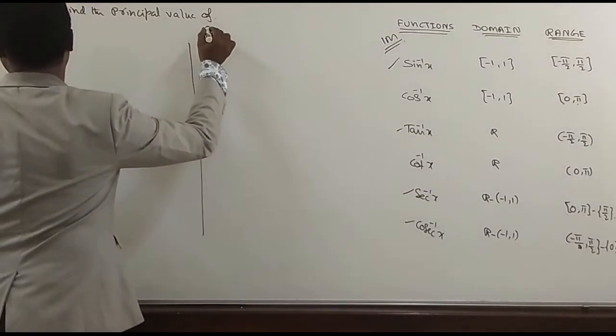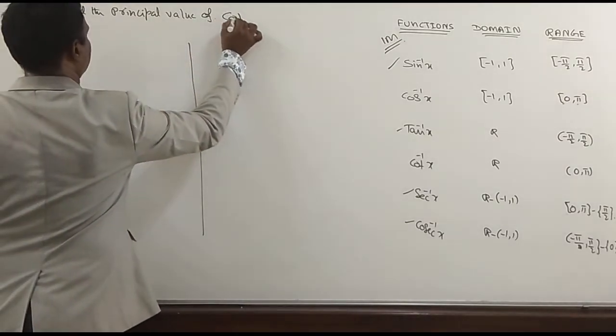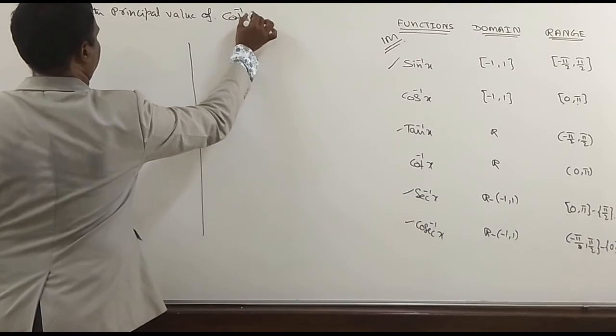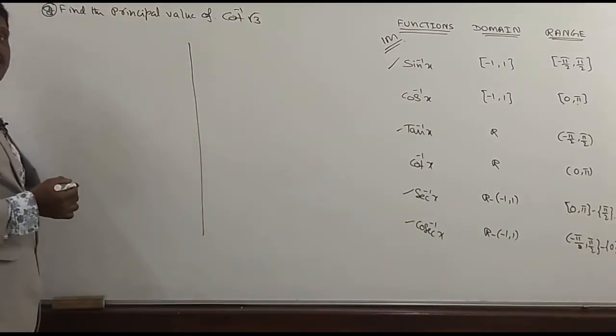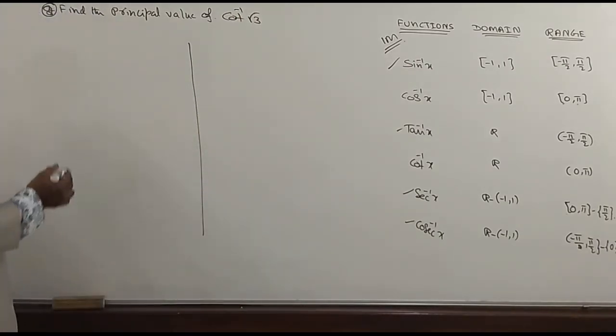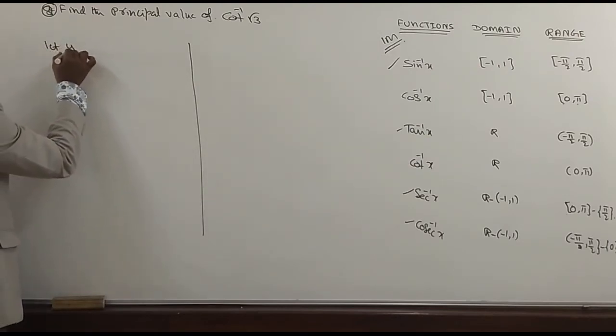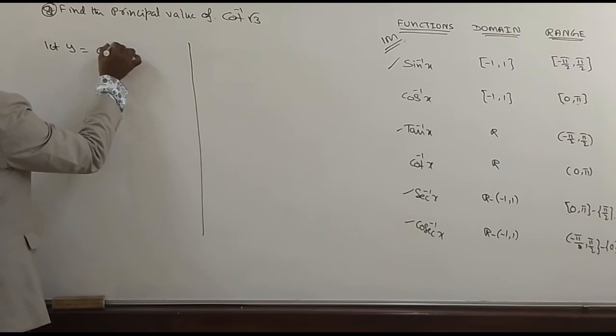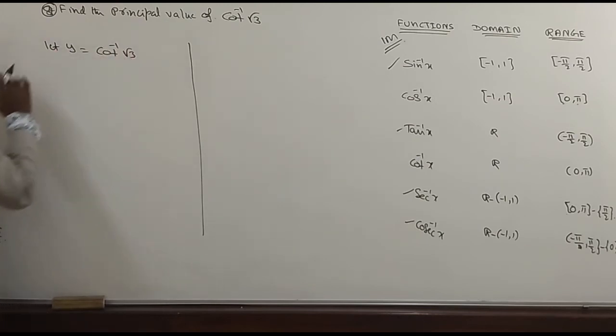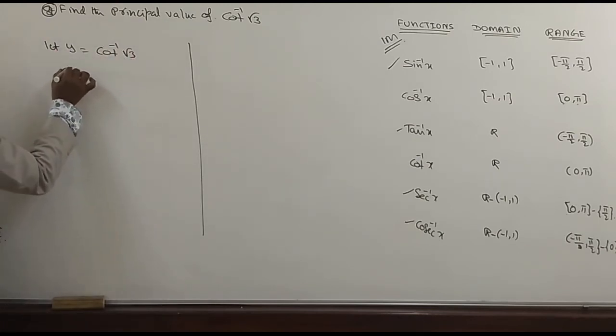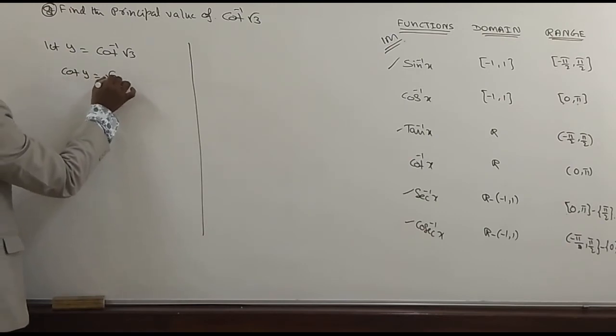Find the principal value of cot inverse root 3. How to solve? First take down, let y is equal to cot inverse root 3. Cot inverse goes to the left-hand side, so cot y is equal to root 3.